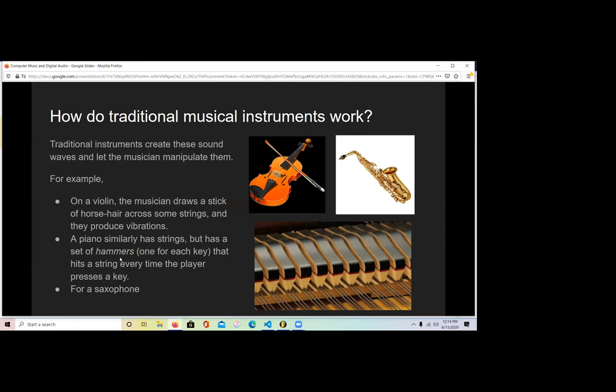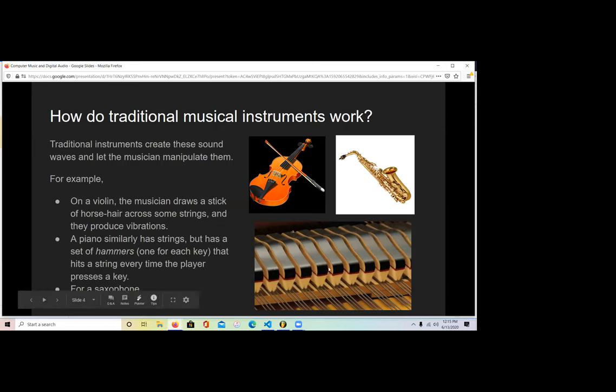And then when you press down on the black part up here with your fingers, that changes how tight the string is, basically. When you push it down, it makes the string a little tighter. And so when you draw the bow across it again, it's a different sound. It's a different pitch, a different frequency.